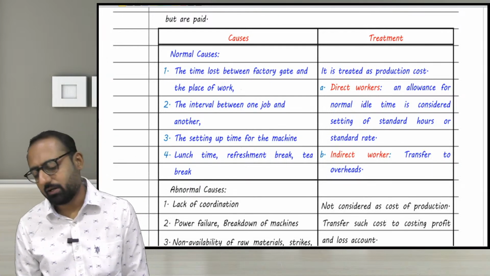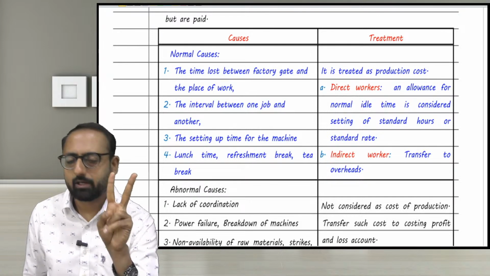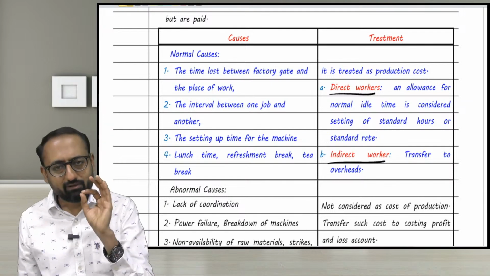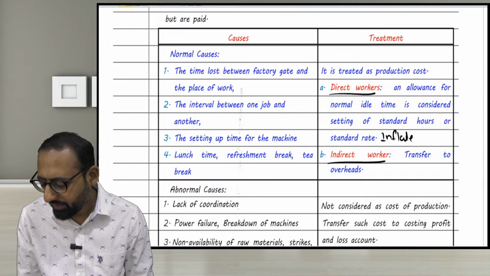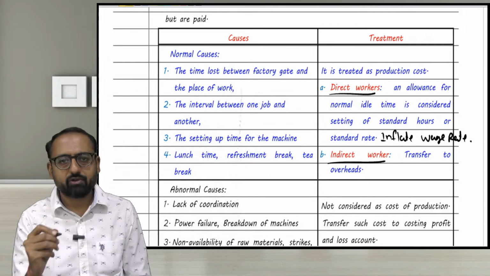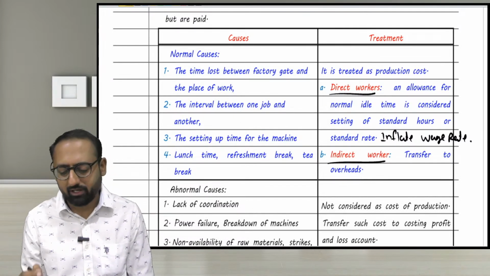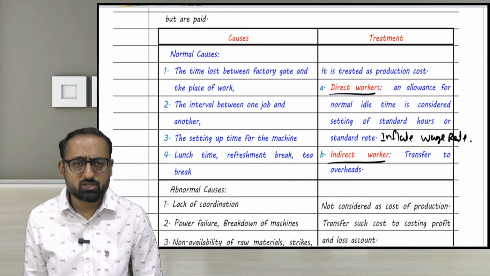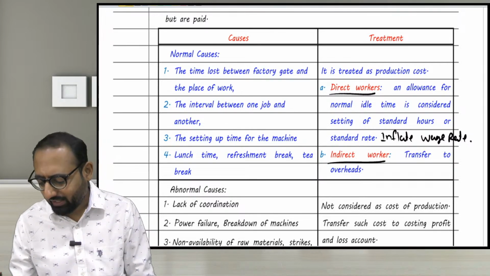Now let's see its treatment. Normal idle time treatment will be given in two parts. First, the worker can be a direct worker, and another worker can be an indirect worker. I will give you one simple line: for a direct worker, inflate the wage rate. So for a direct worker, if normal idle time is there, you will have to inflate the wage rate. For an indirect worker, obviously we will transfer the indirect worker wages to factory overhead. So the idle time of indirect wages will also be transferred to the factory overheads.